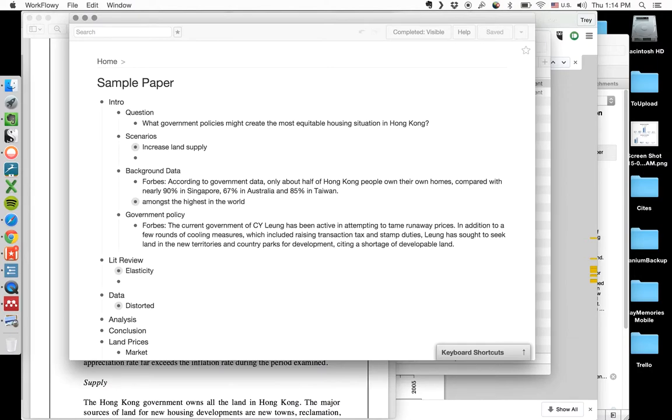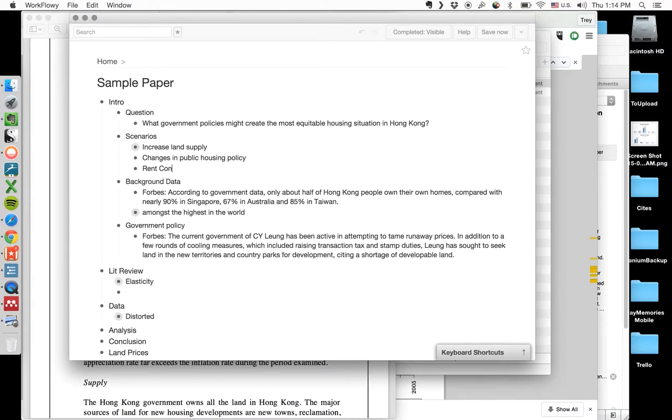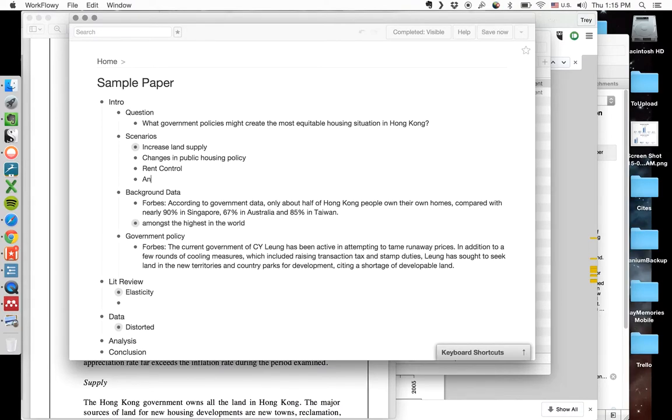I would say maybe changes in public housing policy. Okay. We could say rent control. So here's a few ones I'm just thinking about right there. So we could run the scenario through it by looking at the data, right? So increased land supply.